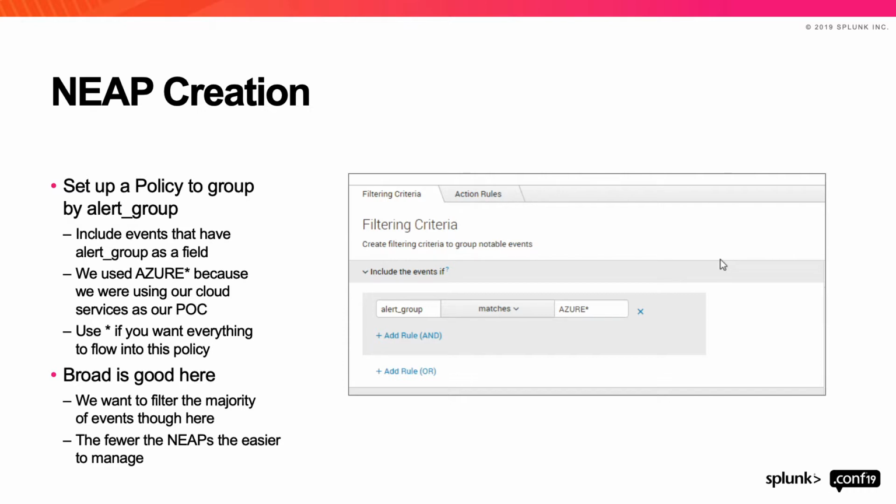It's going to group everything by the alert group value. Broad is good here, right? Keep it simple, right? If you have it very broad, it's going to filter almost everything you have in the environment through this rule set, and it's going to group them based on the alert groups that you specifically set for them.